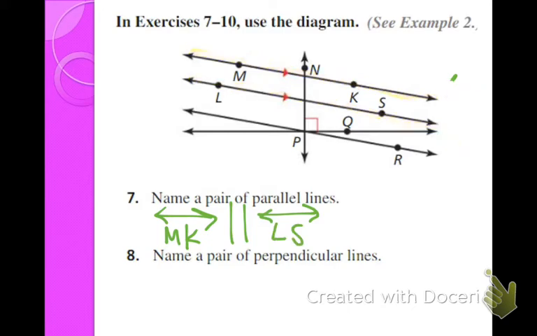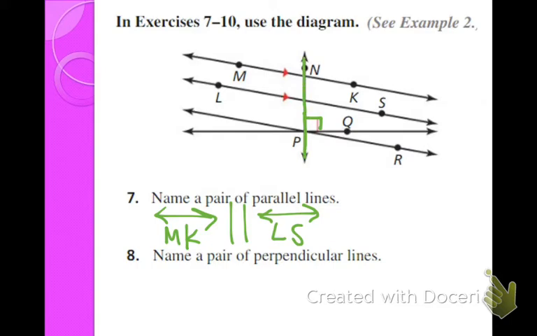Good. And then name a pair of perpendicular lines. Perpendicular means they intersect and do what? Make a right angle. So you'd want to look in this picture for the right angle. The two lines that are perpendicular will sit on the right angle, or the right angle sits on them. So this part of the right angle sits on this line.